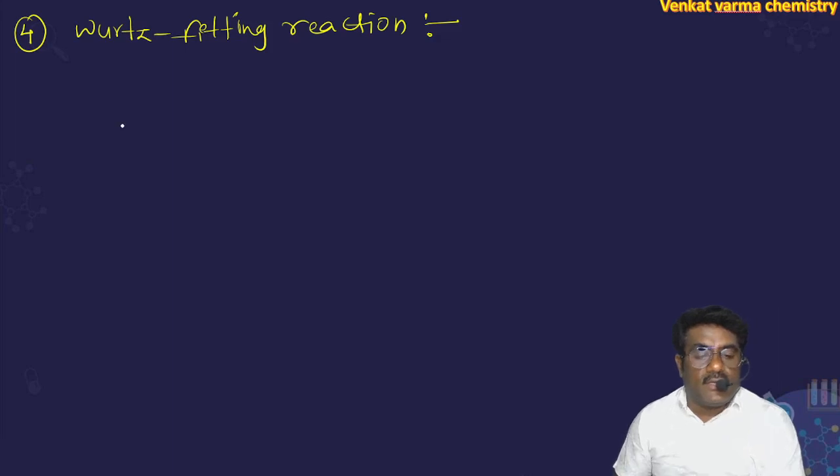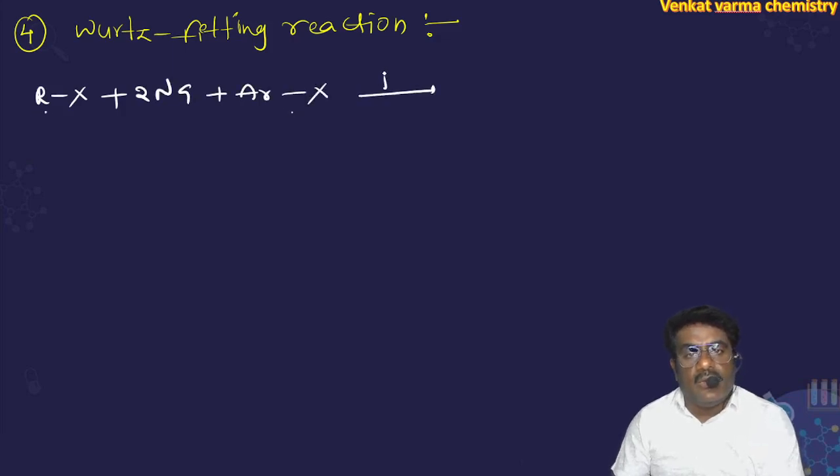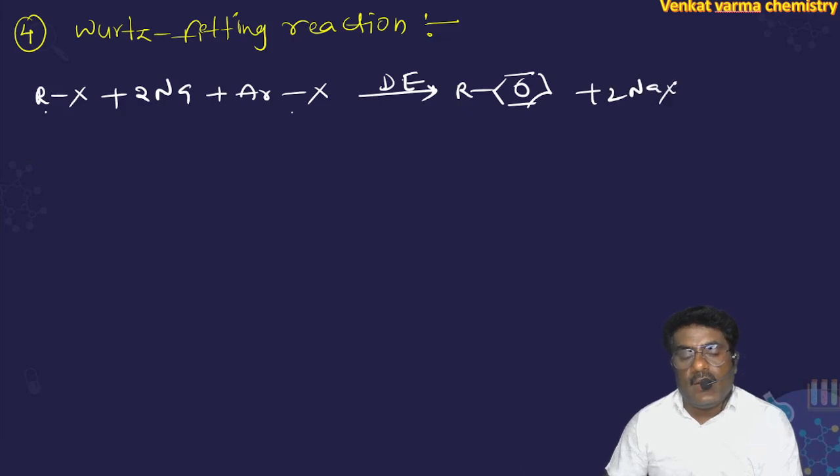Wurtz-Fittig reaction. In this Wurtz-Fittig reaction, alkyl halide and aryl halide react with sodium in dry ether to give alkyl aryl compound and sodium halide.